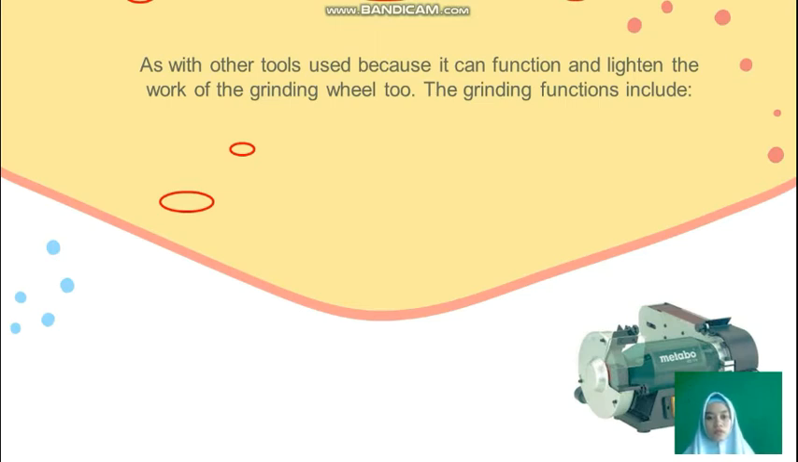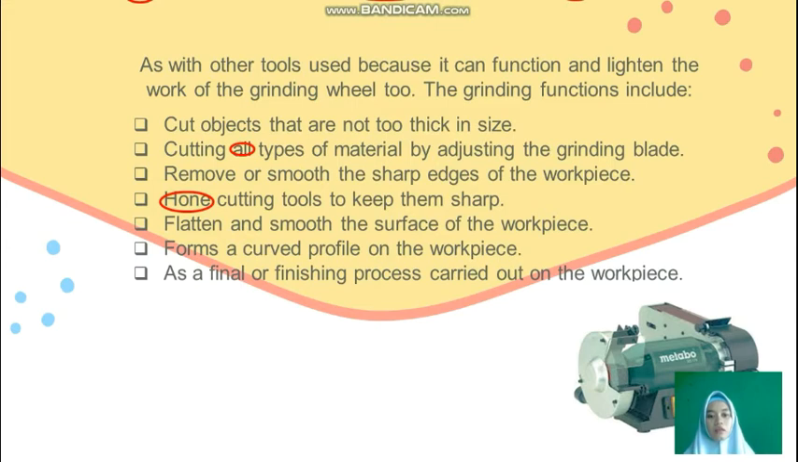As with other tools used, it can function and lighten the work of the grinding wheel too. The grinding functions include: cutting objects that are not the teeth in size, cutting off pieces of material by adjusting the grinding blade, removing or smoothing the sharp edges of the workpiece, keeping hand cutting tools sharp, flattening and smoothing the surface of the workpiece from a curved profile on the workpiece, as a final or finishing process carried out on the workpiece.